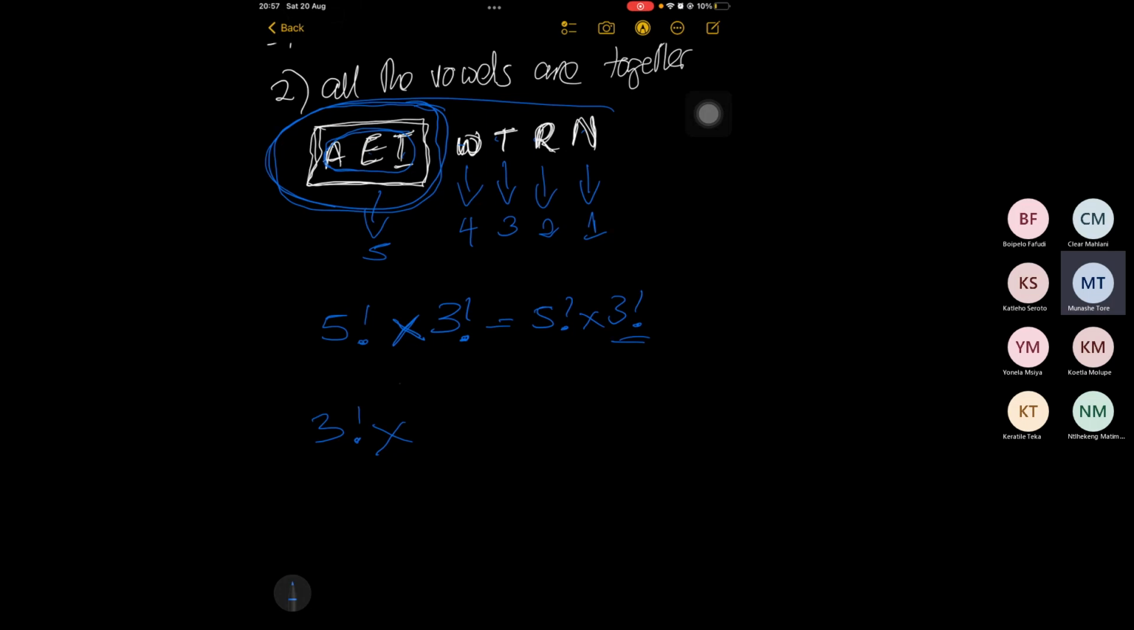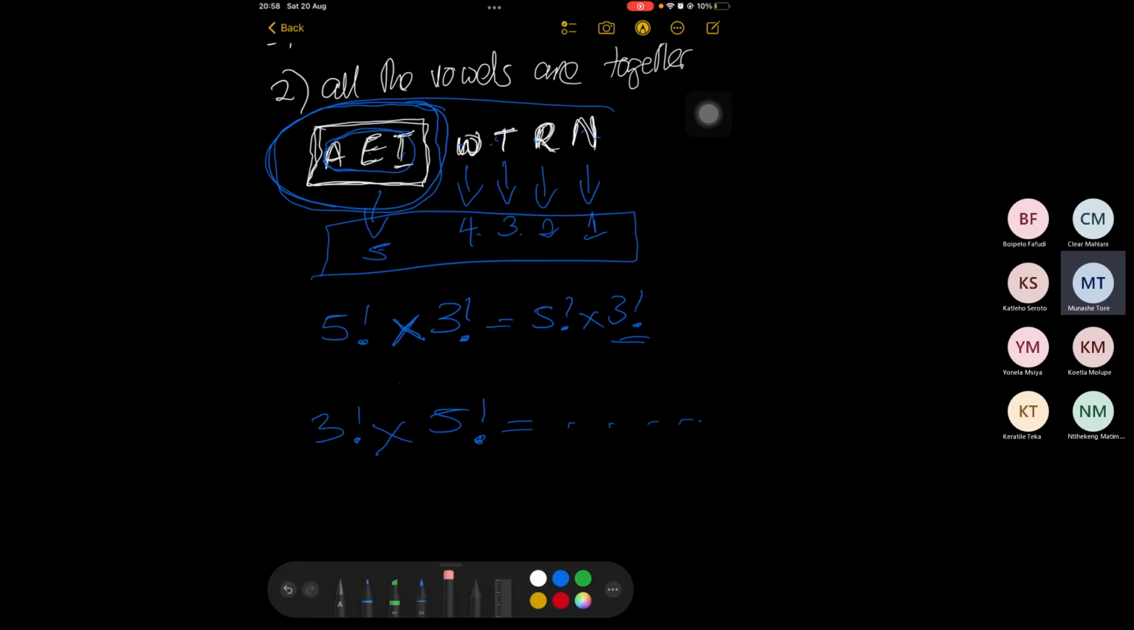So if they're treated as one, you no longer have 7 positions, but you have 1, 2, 3, 4, 5 positions. In how many ways can these 5 positions be grouped? We know that these 5 positions can be grouped in 1, 2, 3, 4, 5 factorial ways. So that would be your answer.